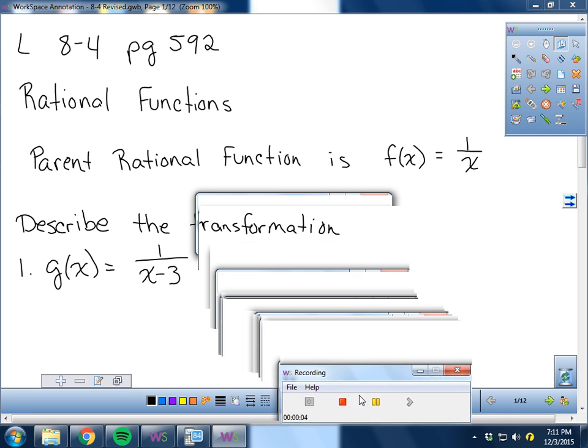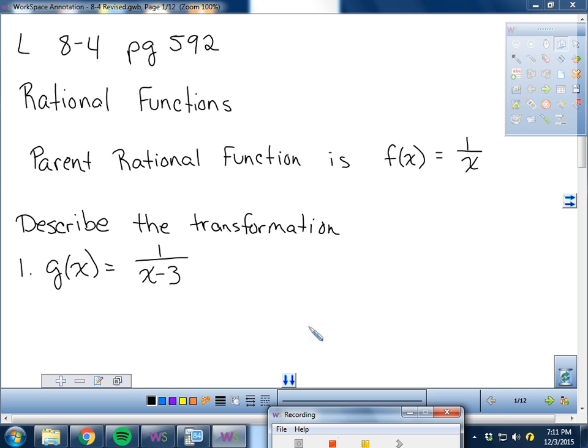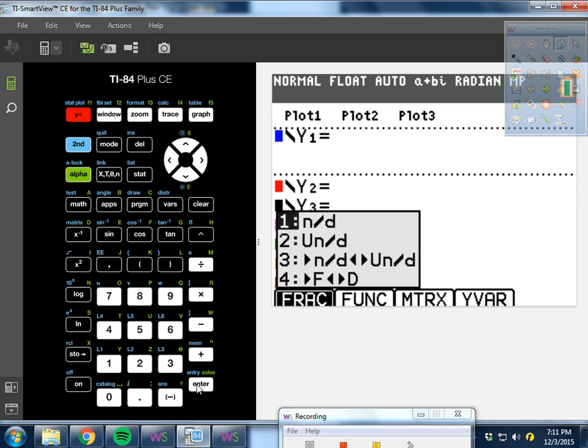Okay, so we're going to talk a little bit about graphing rational functions and how to tell different things from the equation that you were given. So first thing, let's just talk about some transformations. So the parent graph of a rational function is 1 over x. So what I want to do is I just want to take a look at the picture of that. So let's graph 1 over x.